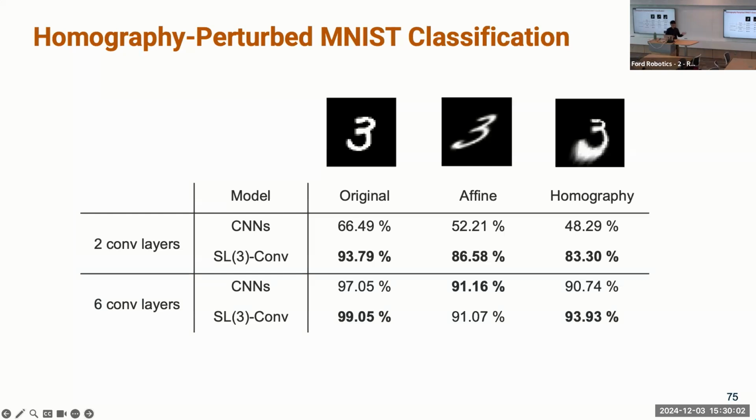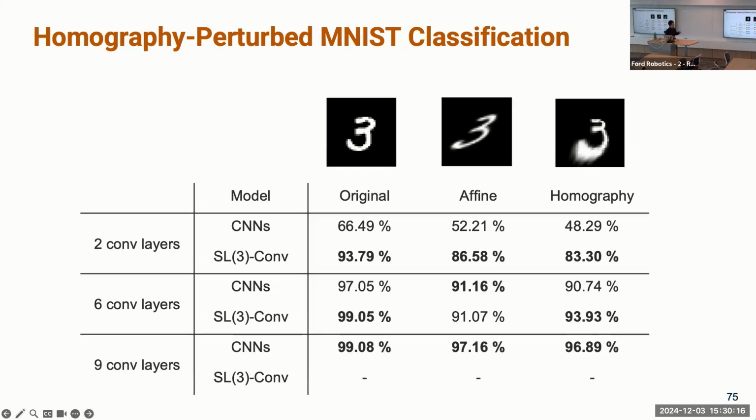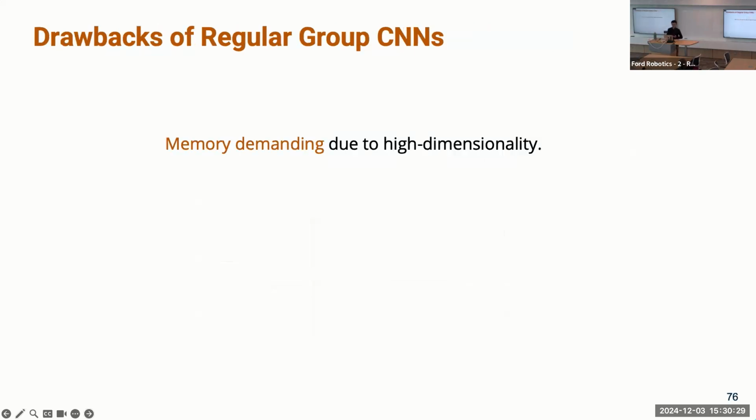However, if we use 6 convolution layers, we can see that the CNN performance starts to catch up with the equivariant network, even though the equivariant network still has slightly better performance. If we use 9 convolution layers, you can see that the CNN performs pretty well, but we are unable to run the equivariant network because of the dimensionality of the system. So that shows one of the drawbacks of regular group convolution: it's memory demanding due to the high dimensionality of the group.